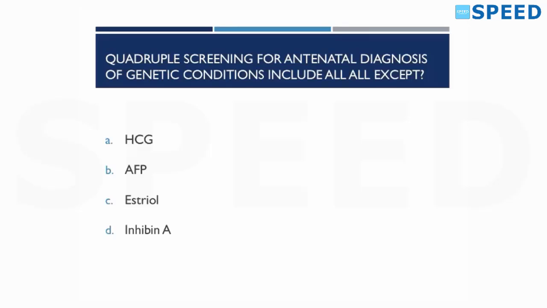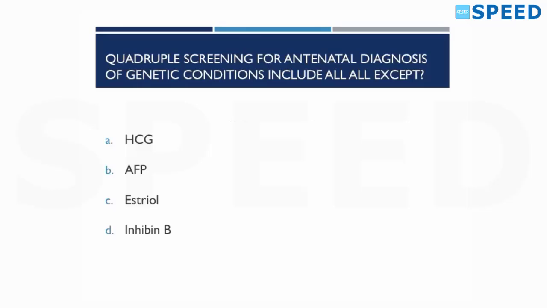So what are the components of quadruple screen? When I talk about quadruple screen, I should have four components. The quadruple screen for antenatal diagnosis of genetic condition includes all except: the options are HCG, alpha fetoprotein, estriol, and inhibin B. So which of them is not a component of quadruple screening?